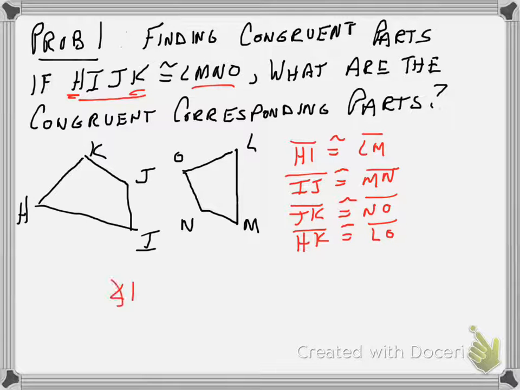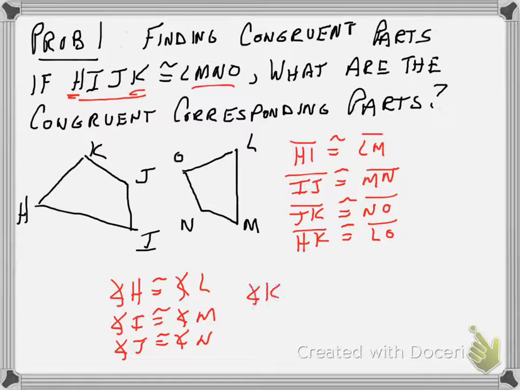Now, if we're looking at the angles, that's even simpler. Angle H is congruent to angle L. Angle I, which is the second letter, is congruent to the second letter, which is angle M. Angle J, the third letter, is congruent to angle N. And angle K is congruent to the last one, which is angle O. And this is why it's important how you name your figures.